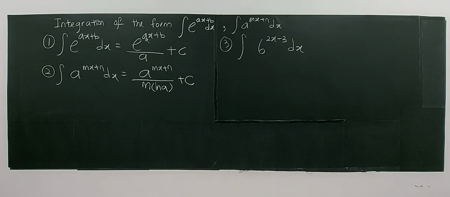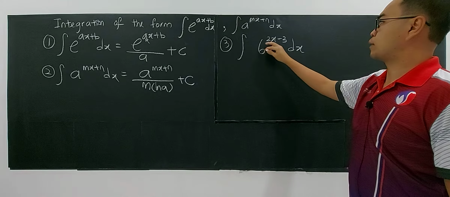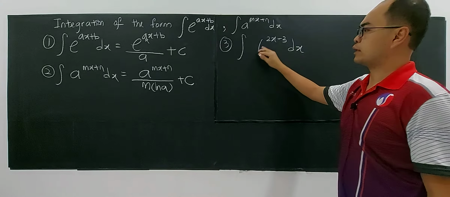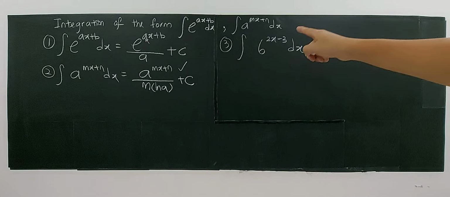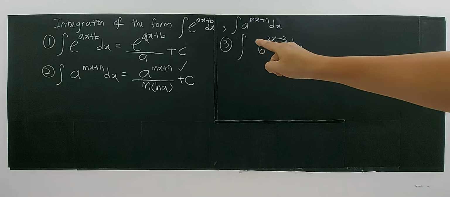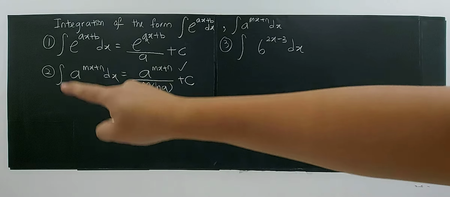Alright, let's look at this. This is also an exponential function. This is the number 6 to the power of 2x minus 3. So this will be a, and I will use the second formula. This is not the natural exponent, so it's 6. So I'm going to apply this formula, just following exactly this formula.